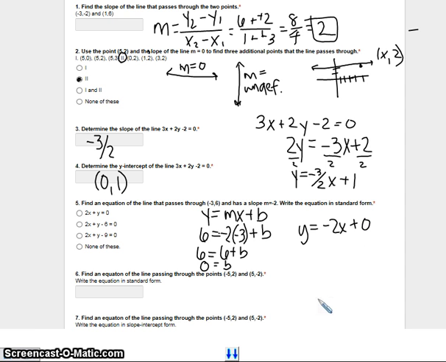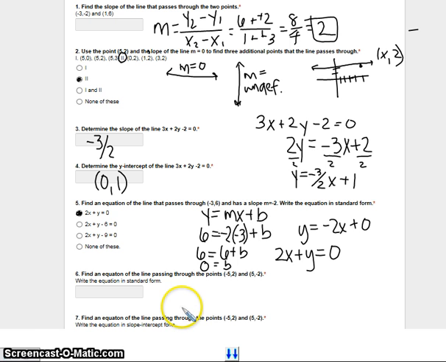That's slope-intercept form. For standard form, I need everything on the left side. So I'm bringing my x over. I need it equal to 0. I didn't have a number left over since my y-intercept was 0.